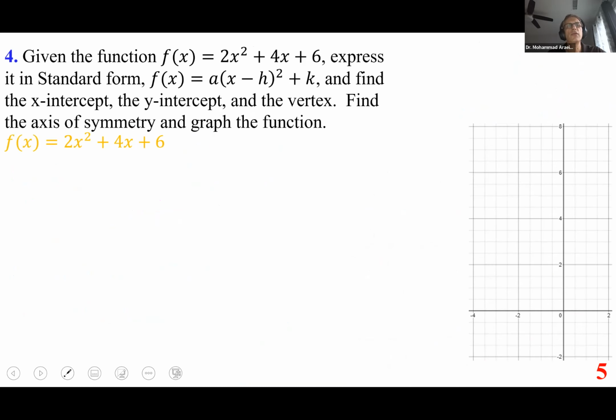Given the function f of x equals 2x squared plus 4x plus 6, express it in standard form. Sometimes they call this the vertex form. I don't like to call it standard form, but I call it here because it's given. However, it's a vertex format. Sometimes they call this one standard form. And find the x-intercept, the y-intercept, the vertex, find the axis of symmetry, and graph the function.